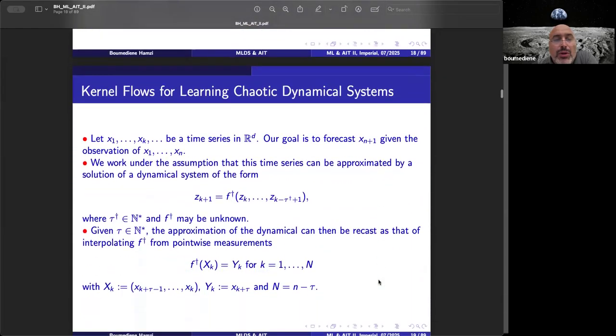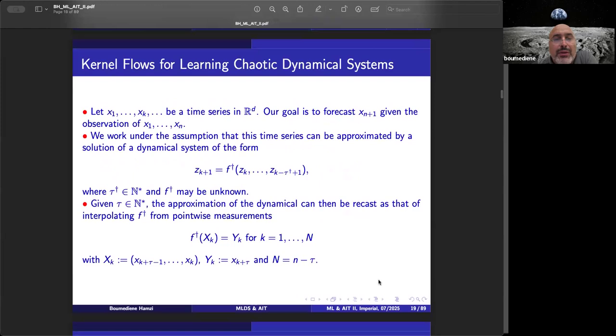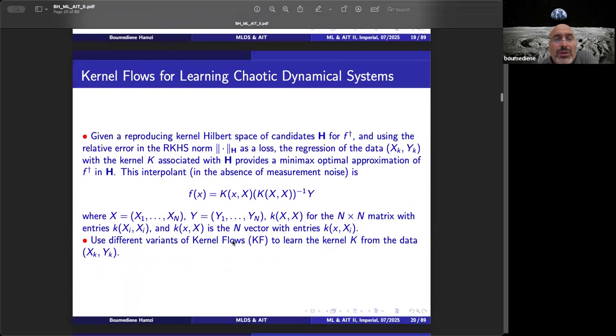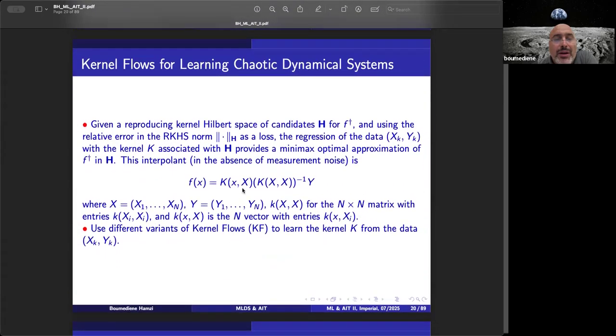We apply this to the problem of learning chaotic dynamical systems. Basically we have a time series x1 to xn, and our goal is to forecast xn plus 1 based on these observations x1 to xn. We cast this problem as a problem of learning an unknown function from random samples, where the past is the x and the future is the y. We already know the closed-form expression of the interpolant, which is given by the following representer theorem.